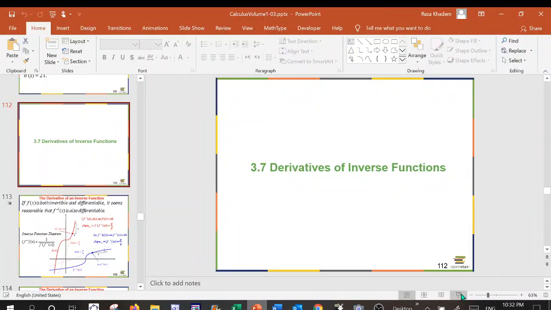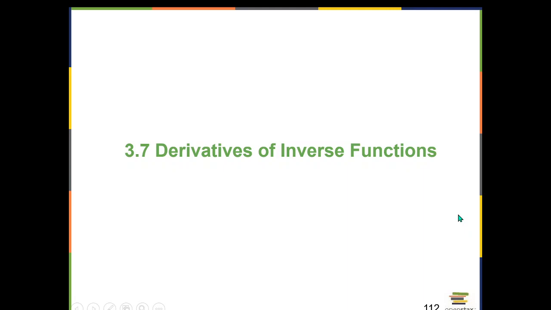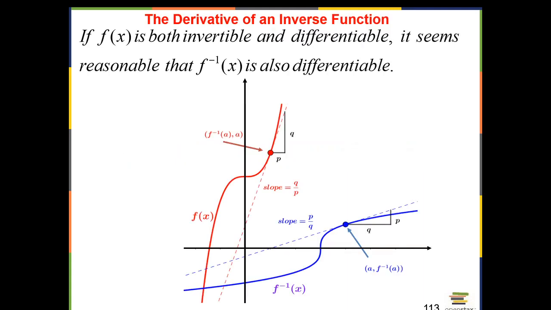Here is the section on inverse. What we want to do is find out a relationship between a function, the derivative of a function, and the derivative of its inverse. So let's look at, first of all, something you know from algebra and pre-cal, that the graphs of two inverses are symmetric with respect to y equals x, right? So these are two inverses.